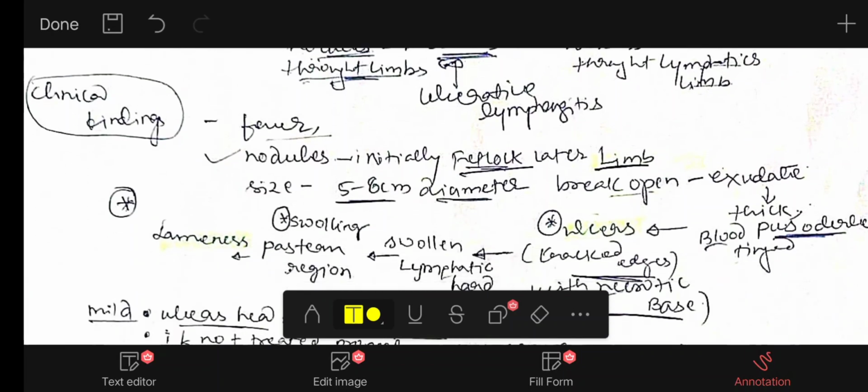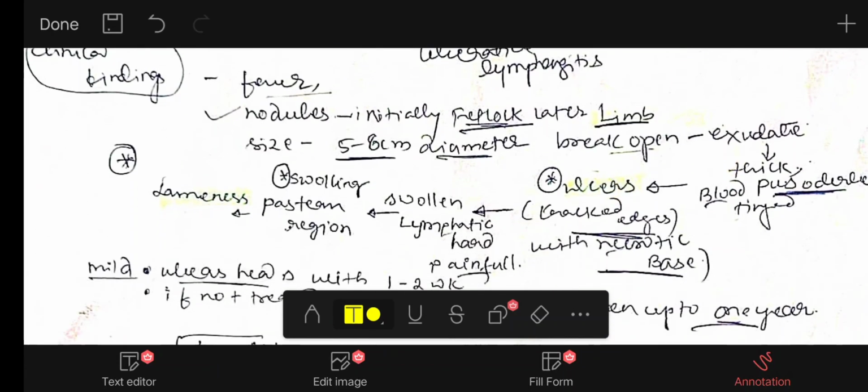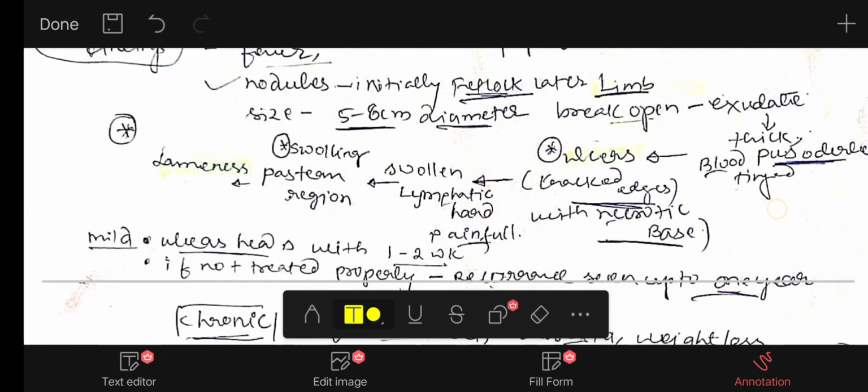When it comes to the clinical findings, there will be fever because of the exogenous pyrogen, that is, the bacteria altering the thermal set point of the hypothalamus, leading to fever, and formation of nodules. Initially, the nodules are located at the fetlock region, and later all around the lymphatics of the lymph vessel. Those nodules measure 5 to 6 centimeters in diameter, and they break open, leading to release of exudate, which is thick, sometimes mixed with blood, and the pus is odorless, leading to ulcers.